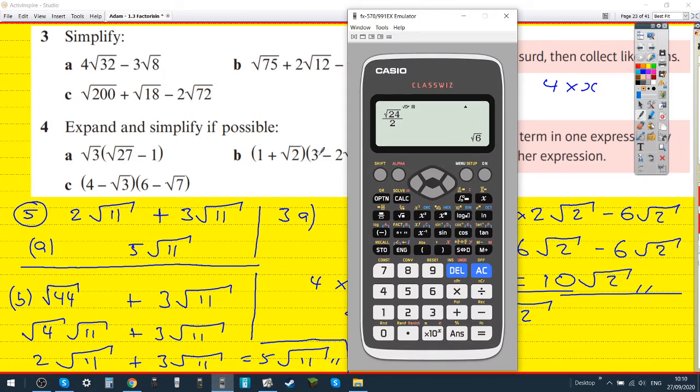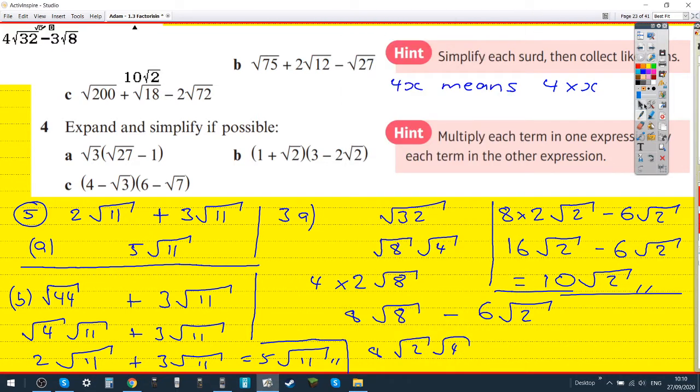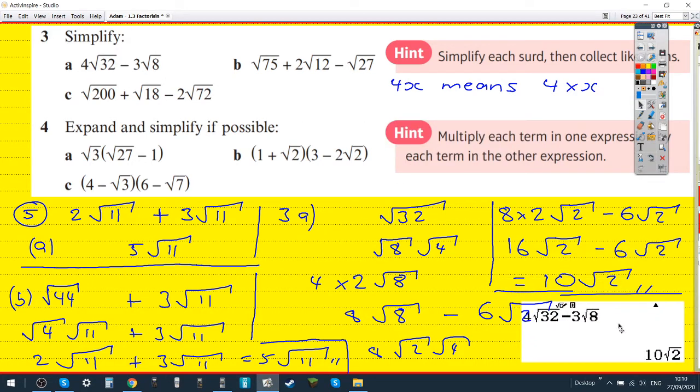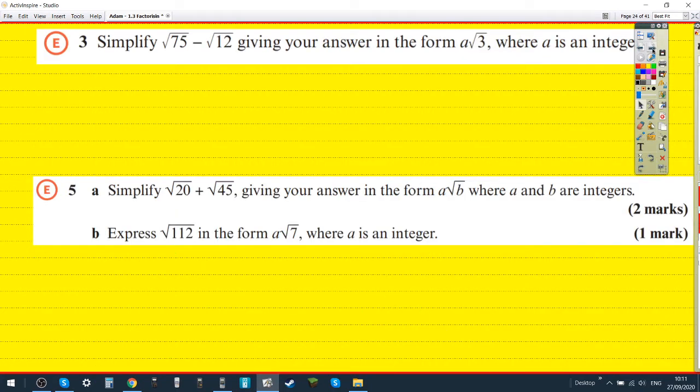And 4 root 32 minus 3 root 8. 10 root 2. So again, it's entirely numerical. It's just to practice for when it's algebraic. You have to get them so they have the same square root basically. And I suppose you could have, at the point where it was root 8, 8 root 8 minus 3 root 8. That would be 5 root 8, but you'd still have to simplify the root 8 to do it that way. Any questions about that? No. Okay.